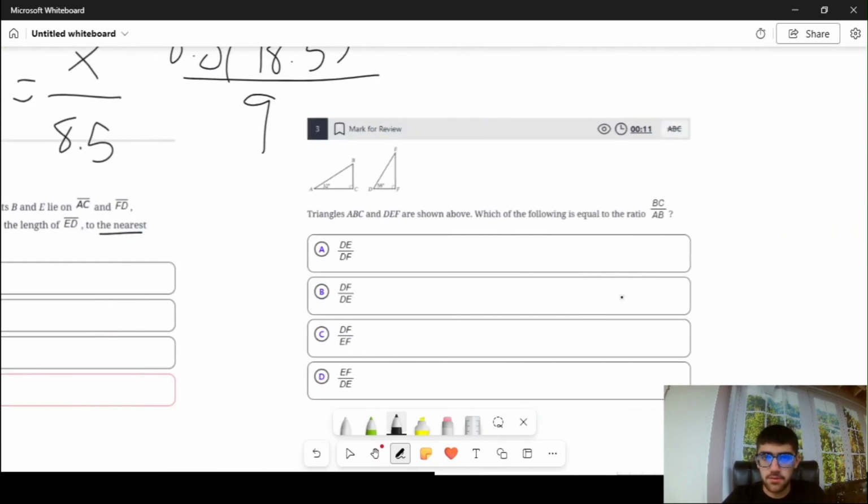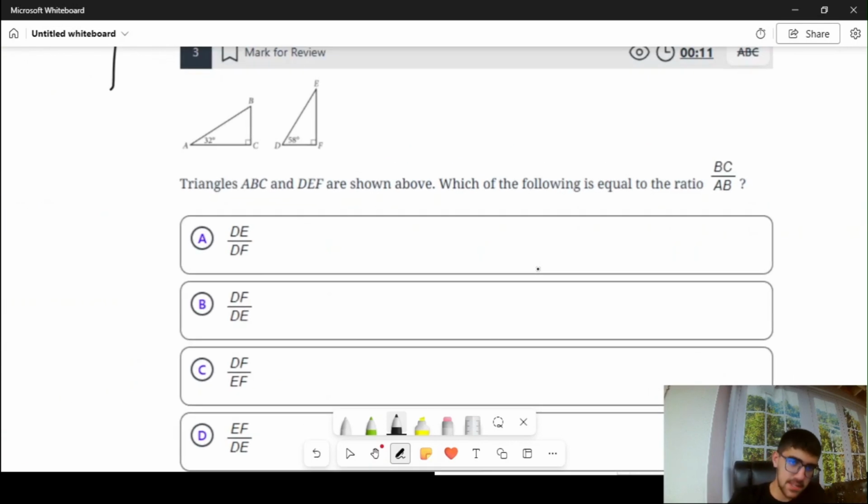The second medium question. This one says triangle ABC and DEF are shown above. Which of the following is equal to the ratio BC over AB? So I want BC over AB.